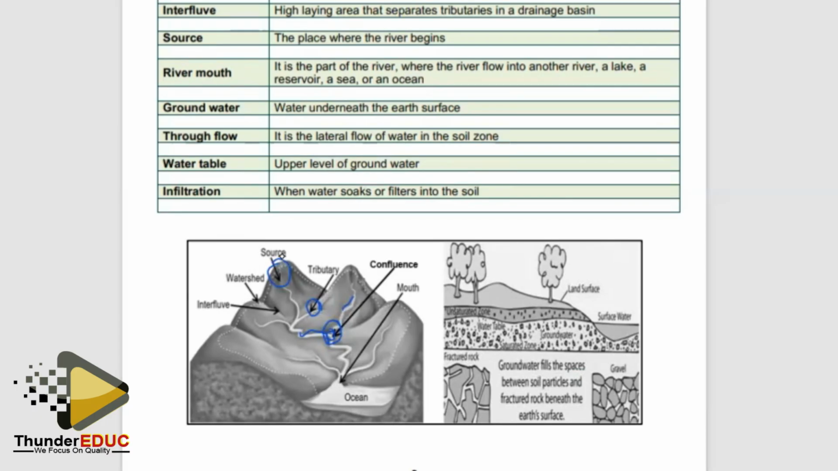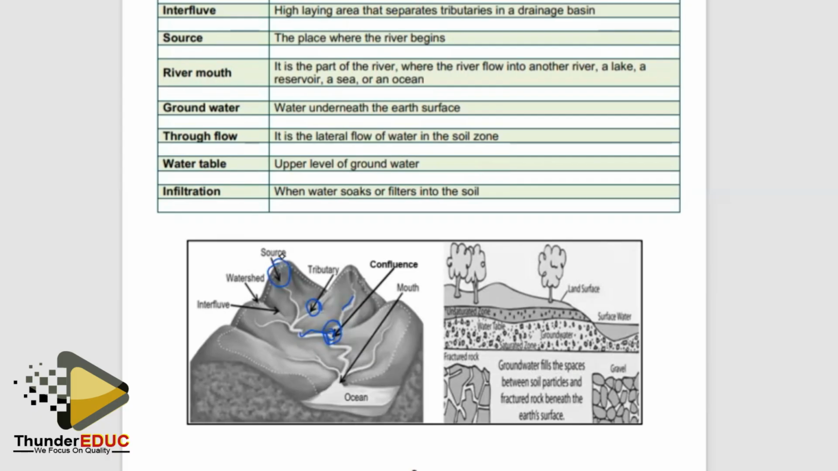Then we also have another term that we call the mouth, as indicated here. The mouth is ultimately the end point of the river, where the river is feeding its water or its discharge into the sea. So the end point of the flow of the river, where the water is getting into the sea, is what we refer to as the mouth of the river.